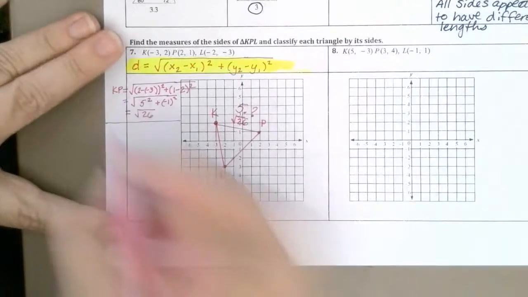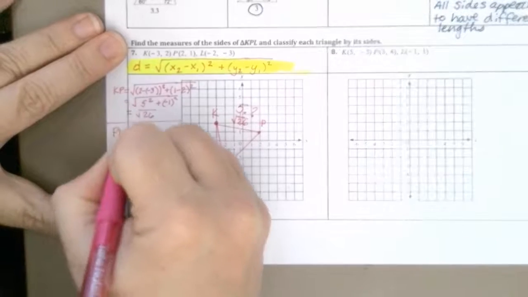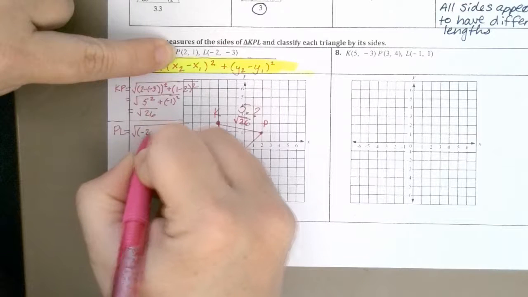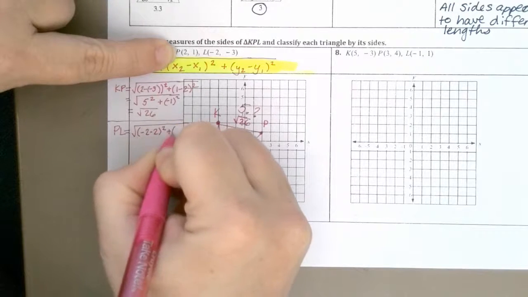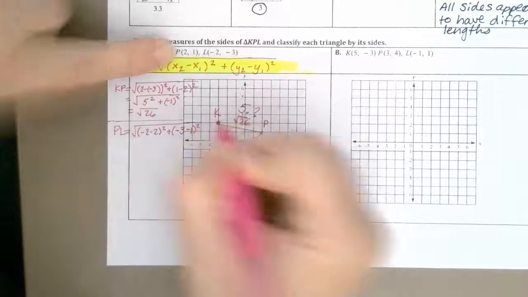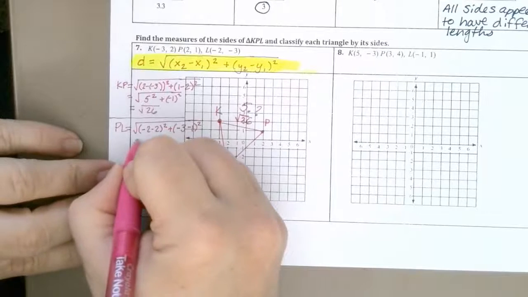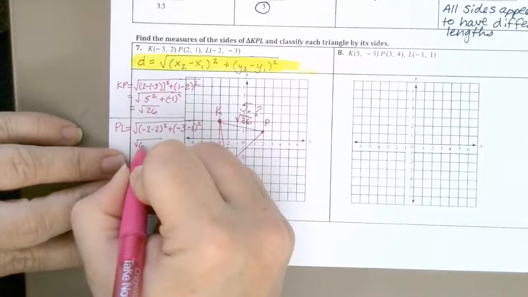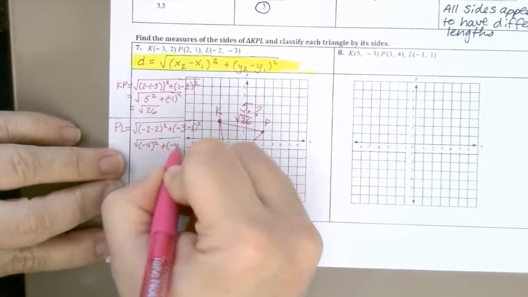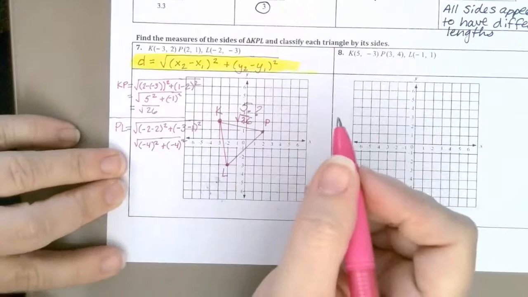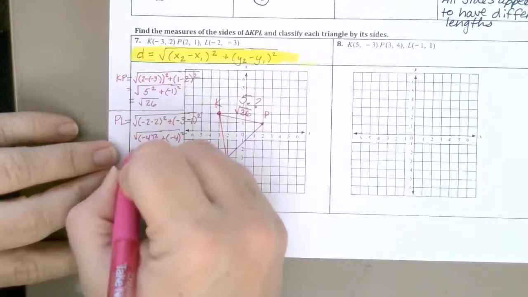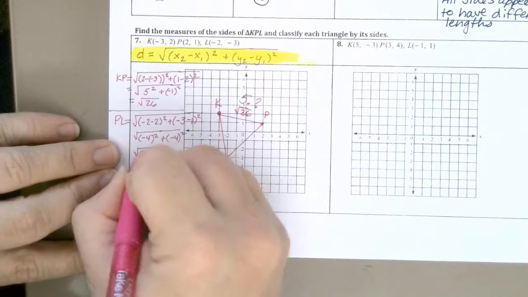Let's try PL. So again, x minus x, so -2 minus 2 squared, plus y minus y, -3 minus 1 squared. So that would be negative 2 minus 2 is negative 4 squared plus negative 4 squared. Yeah? Gives me the square root of 16 plus 16 is 32.